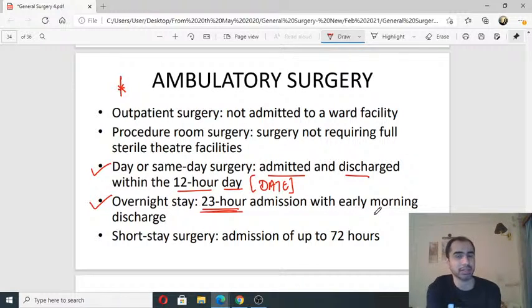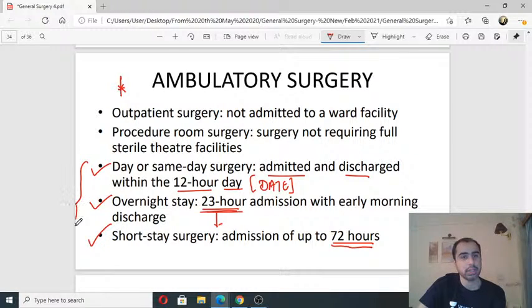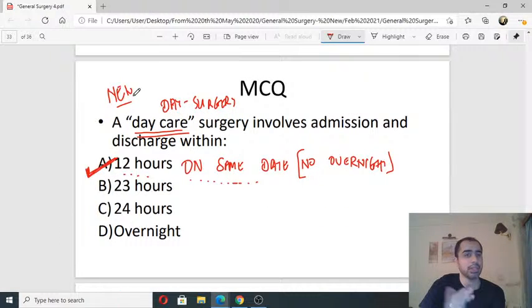Overnight admission नहीं होना चाहिए. And if he stays for more than 23 hours but less than 72 hours, it is called short stay surgery. Okay, it is called short stay surgery. These are the definitions you need to know because घुमा फिरा के वो आपको ऐसे ही पूछेंगे. घुमा घुमा के. They will give you a clinical scenario.